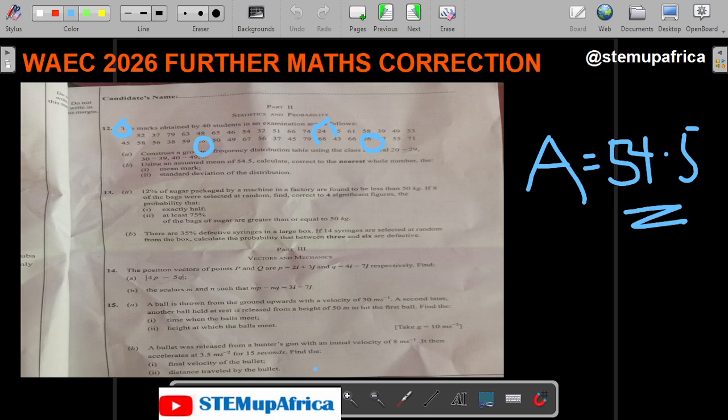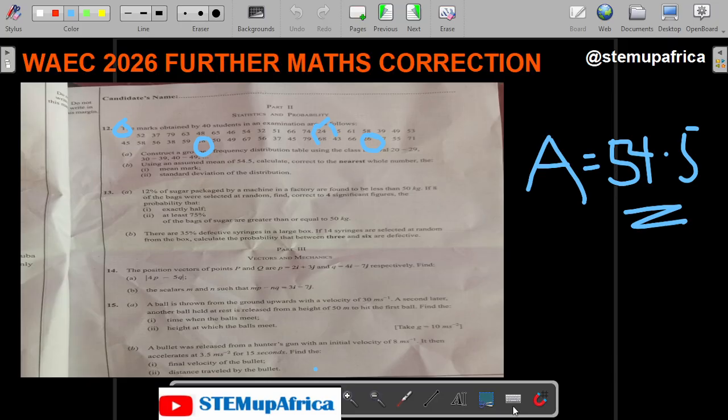So we are continuing to solve the WAEC Further Mathematics problem. Today we're looking at question 13 to 15, which is the last part of the question. We solved question 1 to 12. So let's look at question 13 today, then down to 15.